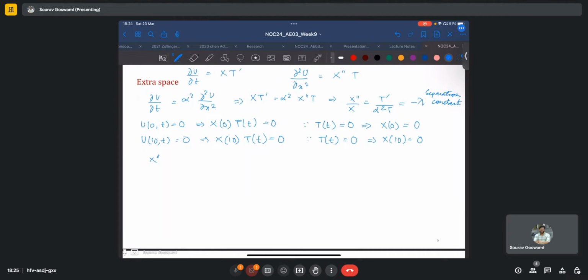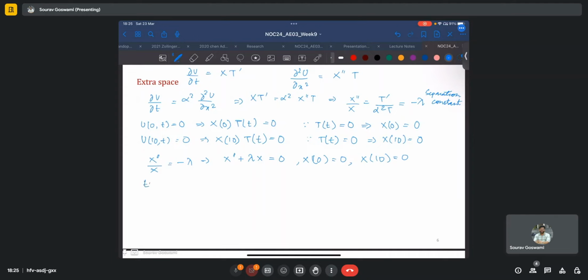X double prime by X equals minus lambda, which implies that X double prime plus lambda X is equal to 0 with X at 0 equal to 0 and X at 10 equal to 0. So we are already familiar with Sturm-Liouville problems of this kind, which we encountered in a previous live session. So I'll write the answer directly. Of course, we know how to do it. We apply the three cases where lambda is either positive, negative, or 0, and see what that gives us.